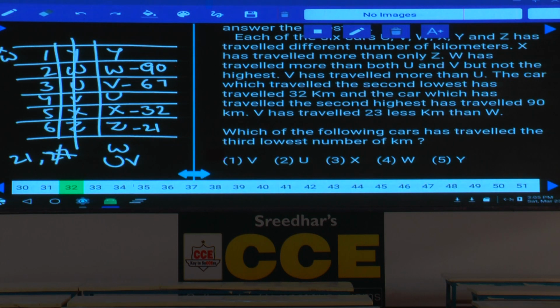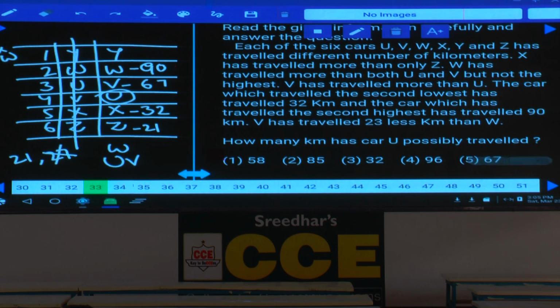Then coming to 67, which of the following cars has traveled the third lowest number of kilometers? Third lowest number of kilometers, that is U. U, that is choice 2. Then next one, question number 68. How many kilometers has car U possibly traveled? Now car U has traveled between 32 and 67. Between 32 and 67, what is the number here? 58, and 58 is given in choice 1. Done with this? Now this is about question numbers 66 to 68.